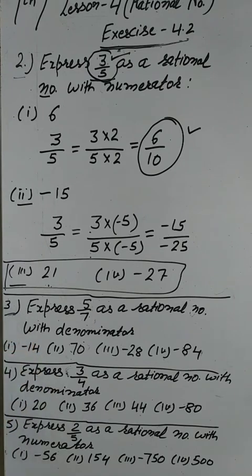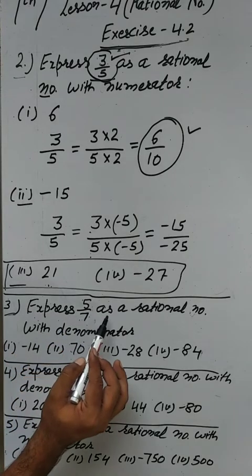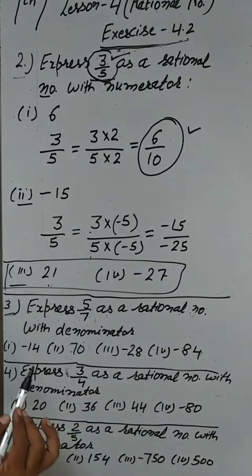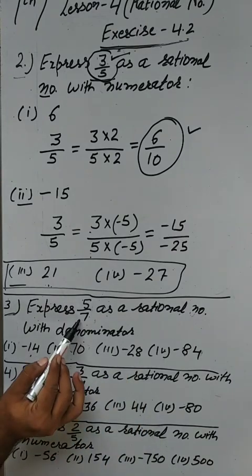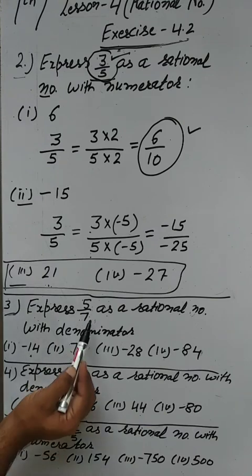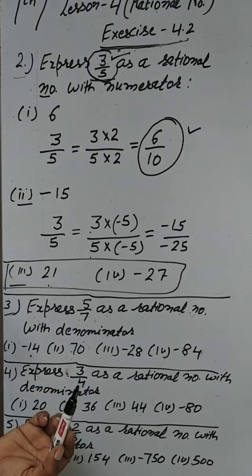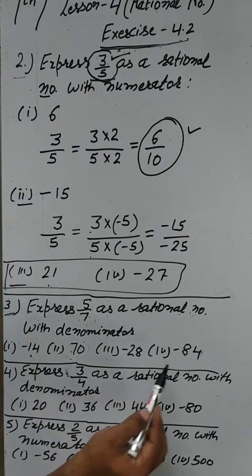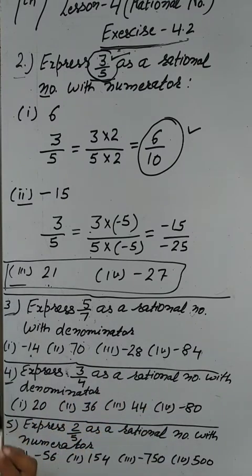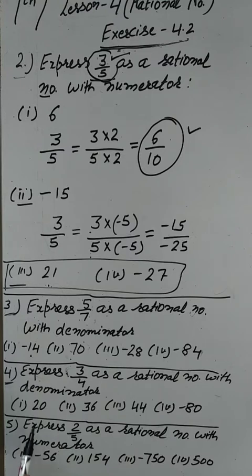Yes beta, these are the next questions. Question third, same as question second. Express 5 upon 7 as a rational number with denominator minus 14. Here the denominator is 7. You want to change 7 into minus 14. Clearly 7 multiply by minus 2, and 5 also you have to multiply with minus 2. Similarly, you can solve the second, third and fourth parts. And question fourth, express 3 upon 4 as a rational number with denominator 20. Now what is the denominator here, beta? 4. I want to change 4 into 20.